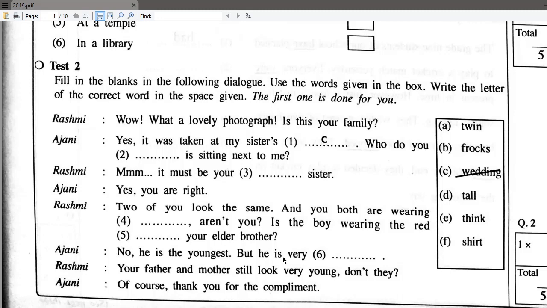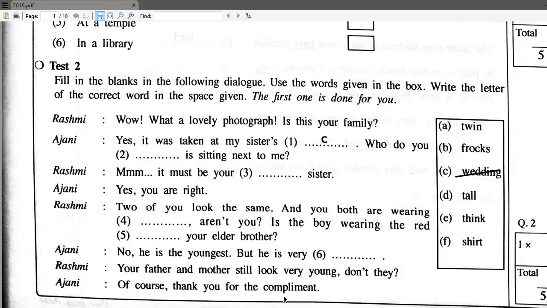But he is very tall. He is very tall. See, they are speaking about what I spoke earlier. Your father and mother still look very young, don't they? Of course, thank you for the compliment. Now, my dear children, on another note, what do you mean, thank you for the compliment? If somebody is giving you something, you can thank them, right? For example, they are giving you a chocolate or an apple or a banana. You can say thank you very much.